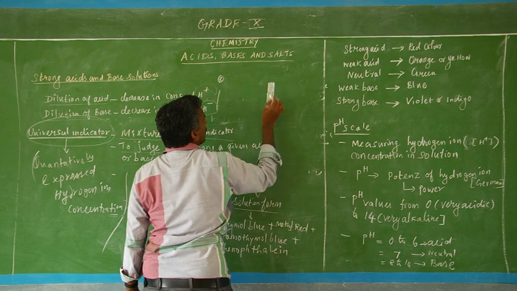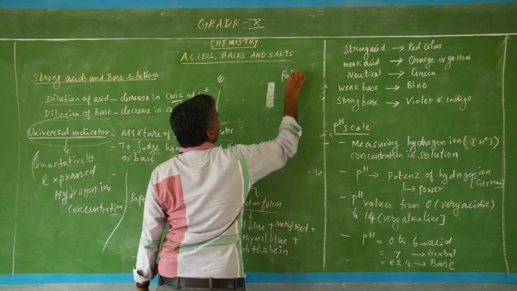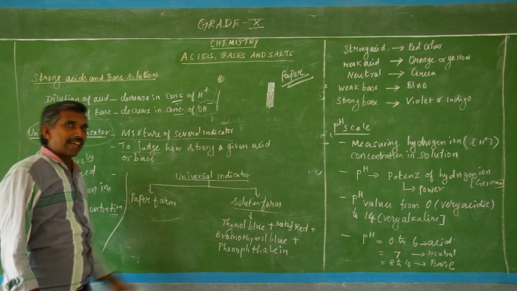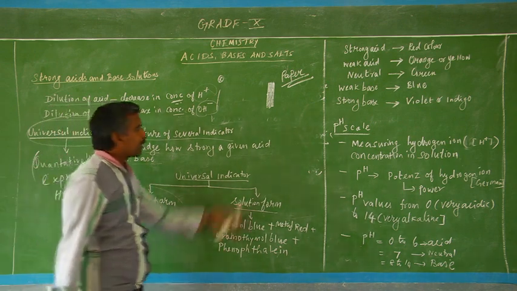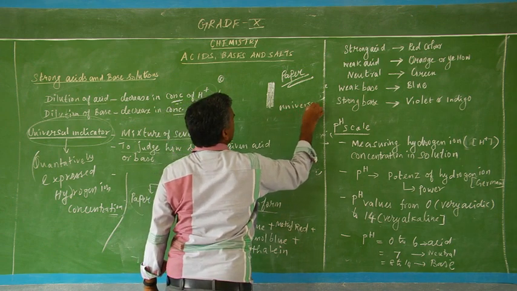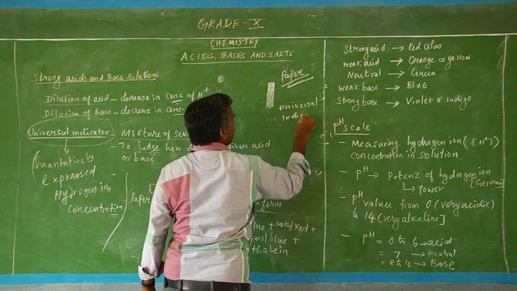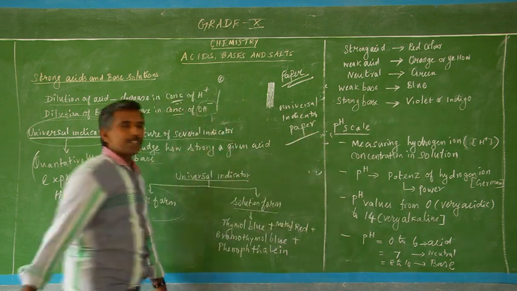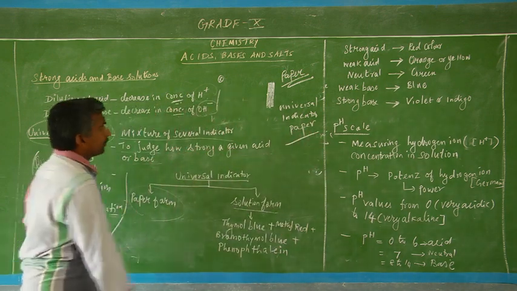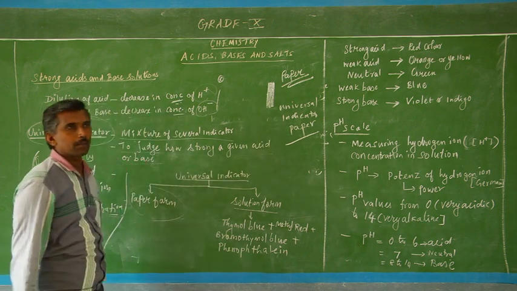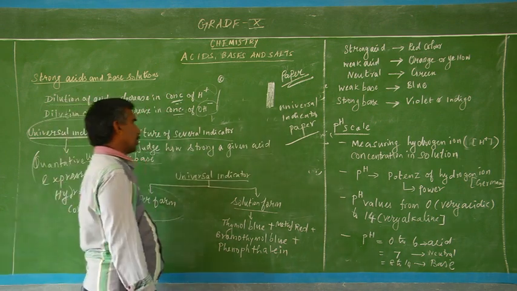Universal indicator is available in a paper form. It is like litmus paper. This is universal indicator paper, and its color is light yellow.